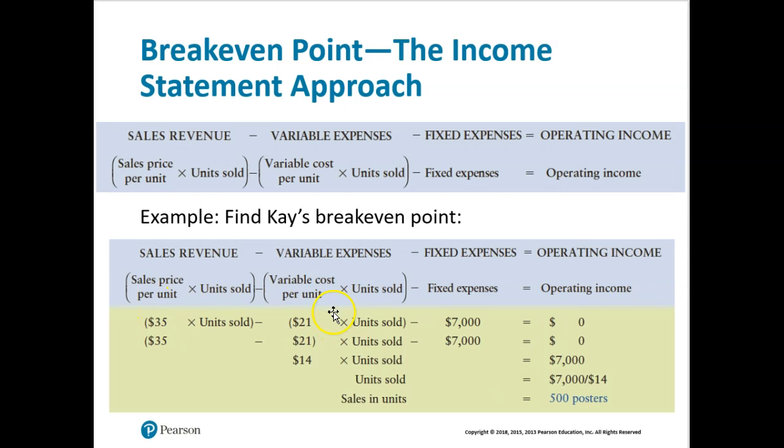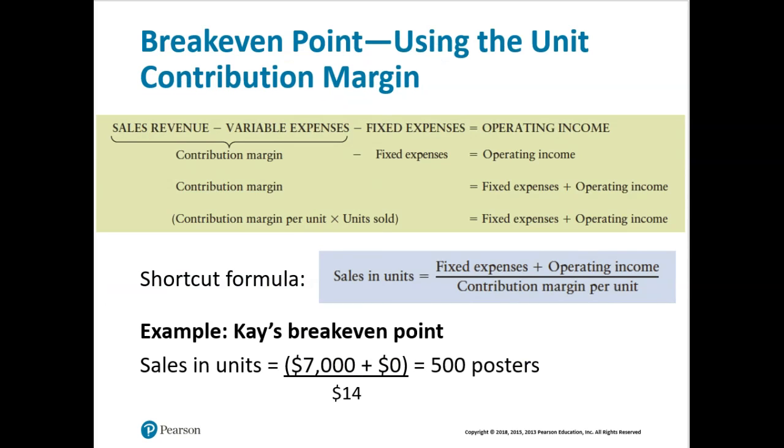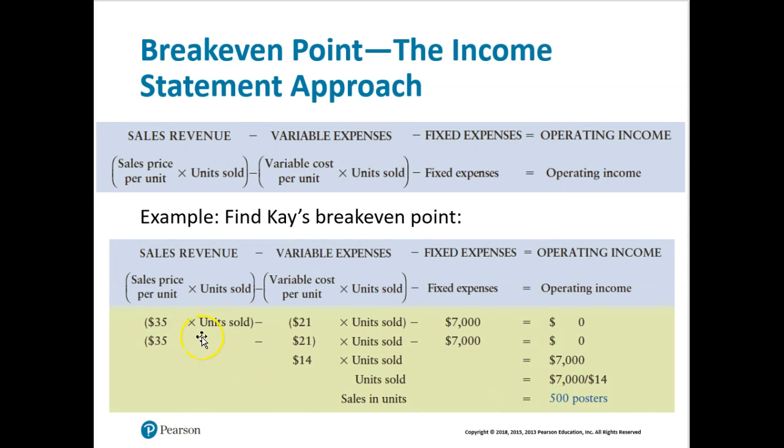So $14 times units sold, here's the reduced formula, is 7,000. I can take 7,000 divided by 14 and get 500 posters. Okay, so Kay will break even when she sells 500 posters. Okay, I went kind of fast there. You're good with that? Okay.